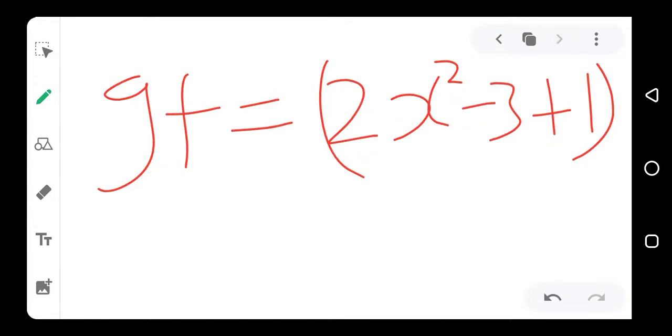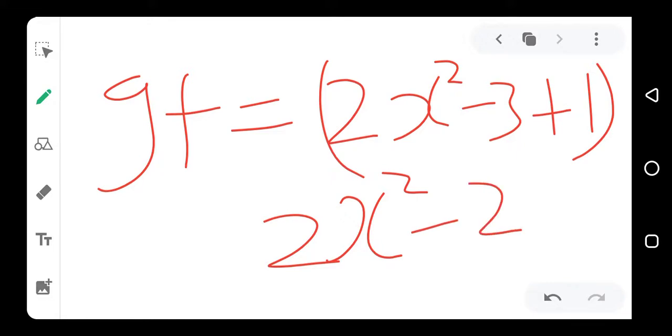So it becomes this. Now we can simplify this to get our final answer, and it becomes 2x raised to the power 2 minus 3 plus 1 is equal to minus 2. So this is the answer.